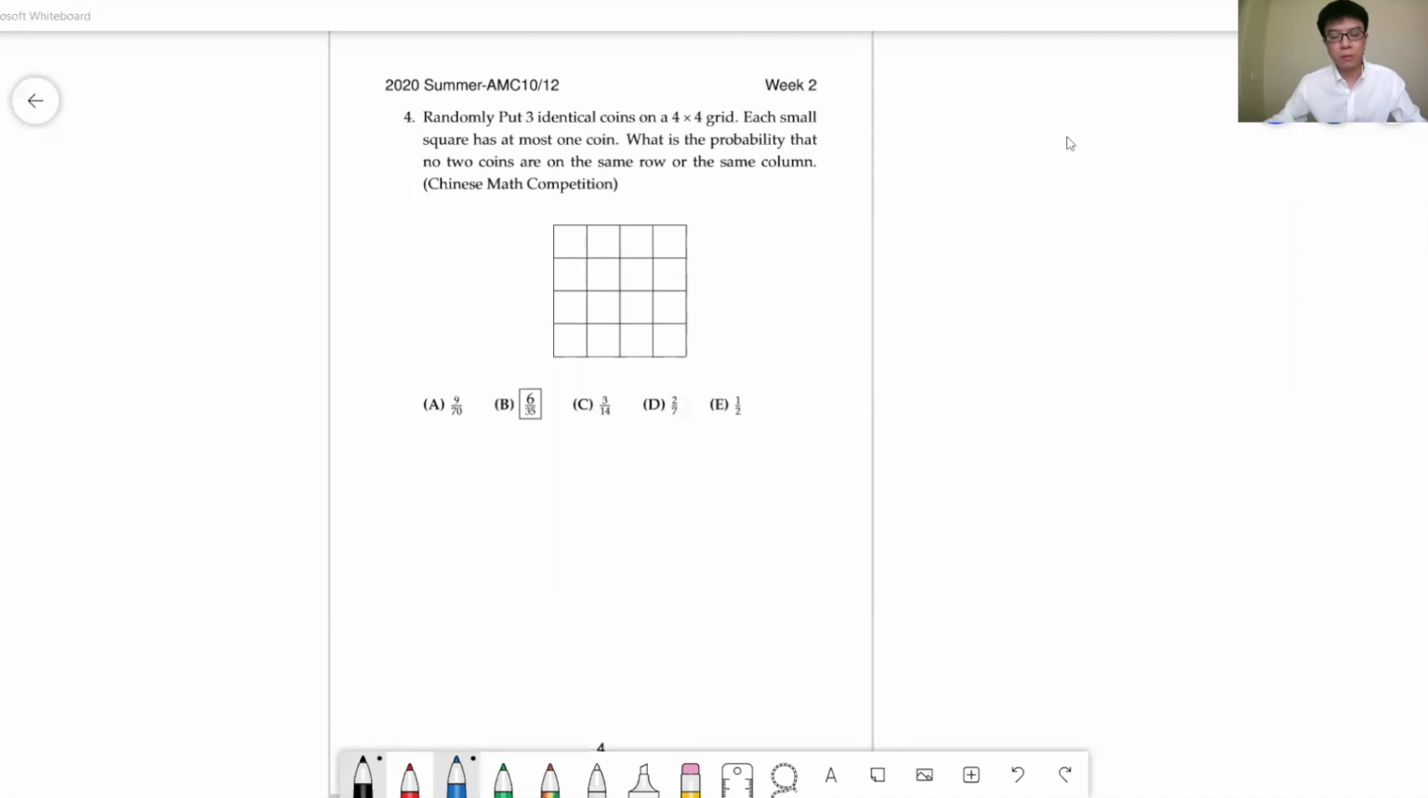Okay, let's do problem 4. Probability. So we put 3 identical coins on the following 4x4 grid. What's the probability that no 2 coins are on the same row or the same column? Right, let's first find the total number of ways to put these 3 coins.